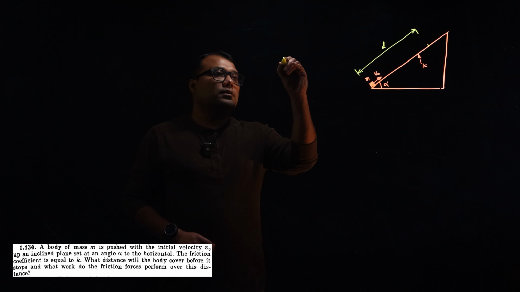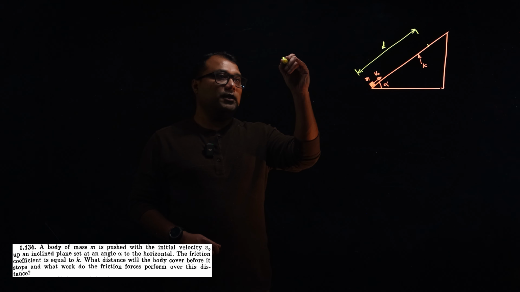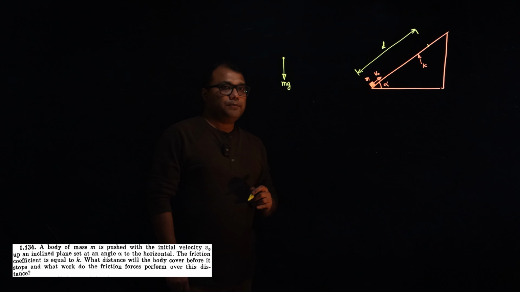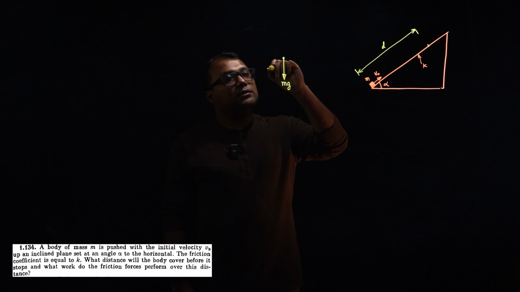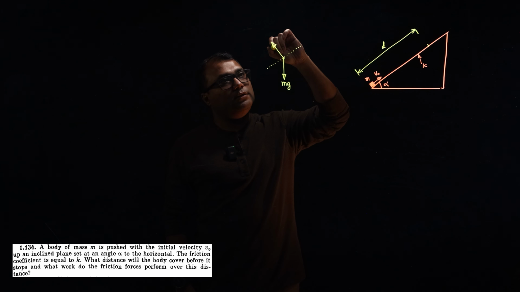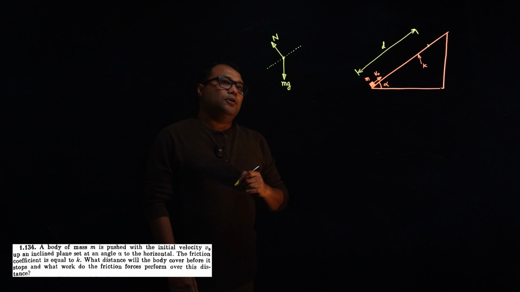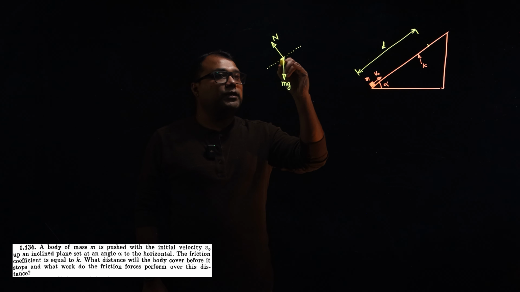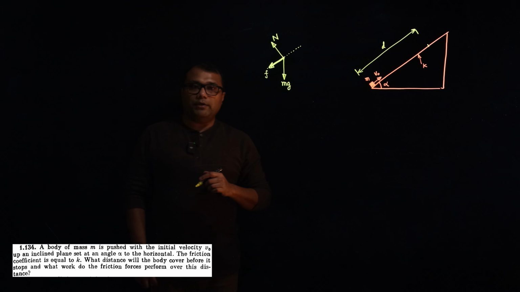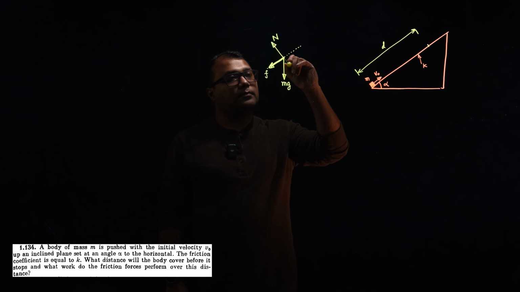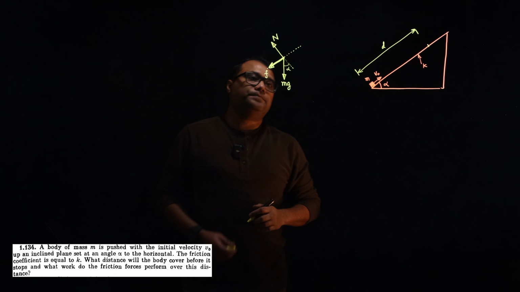So let's look at the body. Let's do a quick free body diagram of the body. There is force due to gravity working downward. This is the surface of the inclined plane. There is a normal reaction working on the body from the plane. Velocity is that side, so friction force will be along the plane, downward direction. And there are no other forces. So obviously this angle is alpha.